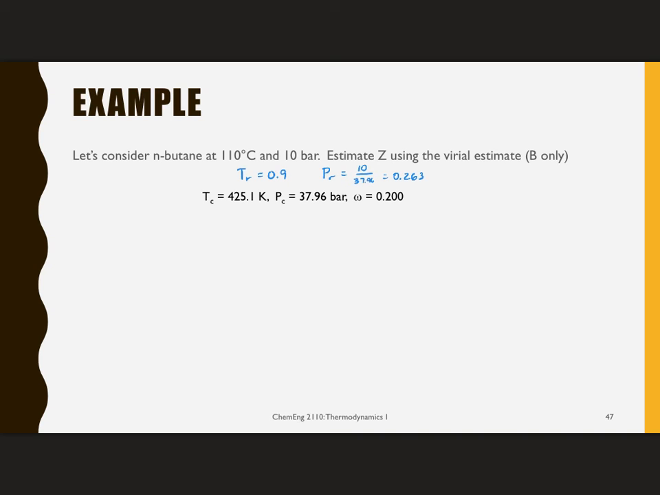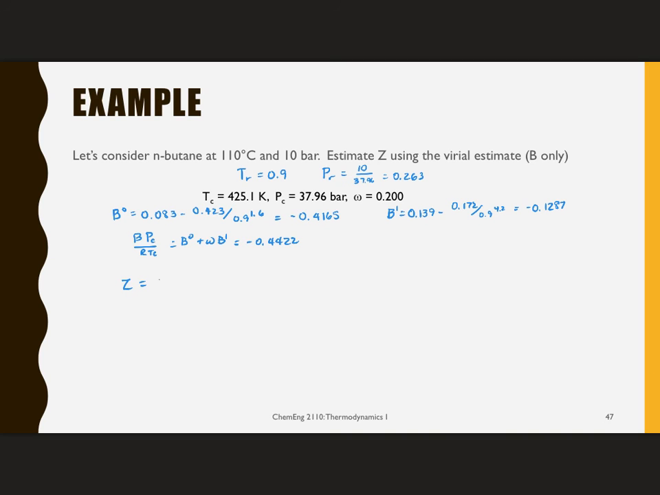In this case, TR is 0.9, PR is 0.263, and we can then calculate B naught and B1. Using the formulas from the previous slide, B naught is negative 0.4165, and B1 is negative 0.1287. So B times PC over RTC is B naught plus omega B1, and that is negative 0.4422.